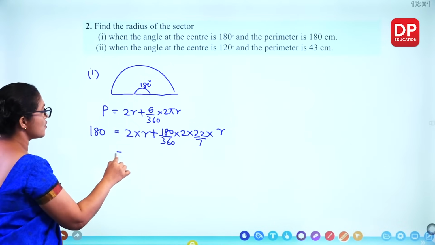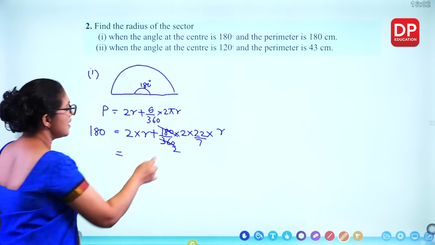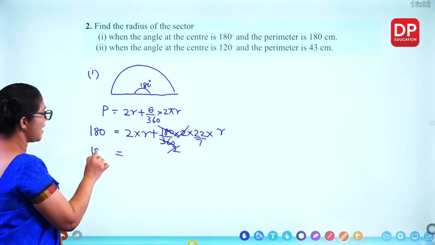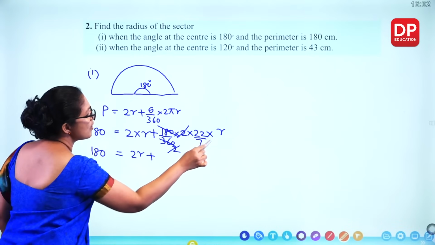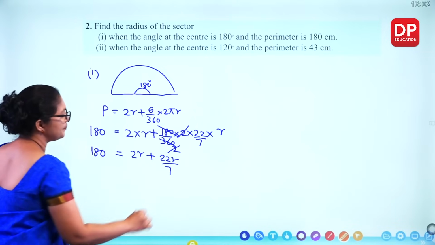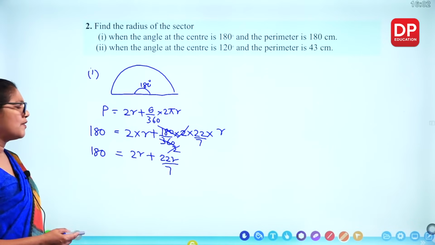So here try to simplify. 180 times 2 is 360. This 2 and this 2 get cancelled out. And we'll rewrite this 180, 2 times r, 2r. What do you get here? 22r over 7. Now we need to get rid of this 7. So what can we do?